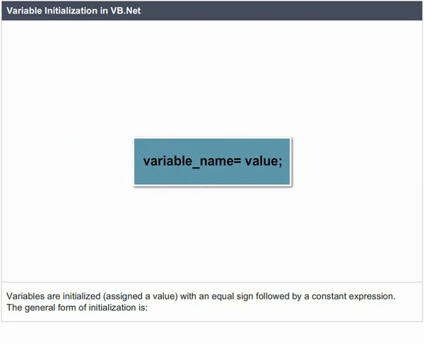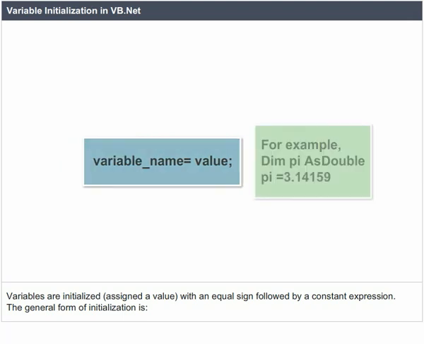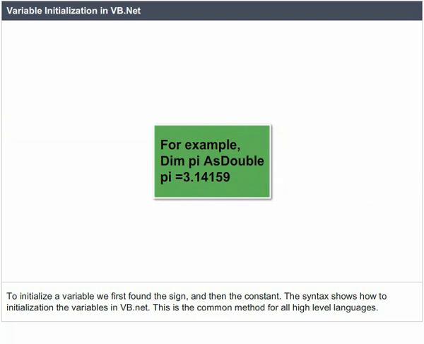Variable initialization in VB.NET. Variables are initialized, that is, assigned a value, with an equal sign followed by a constant expression. To initialize a variable, we first put the equal sign and then the constant. The syntax shows how to initialize variables in VB.NET. This is a common method for all high-level languages.